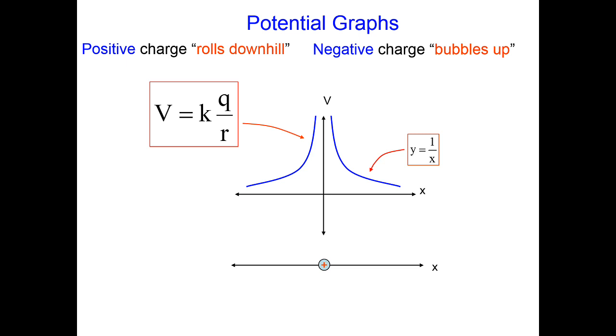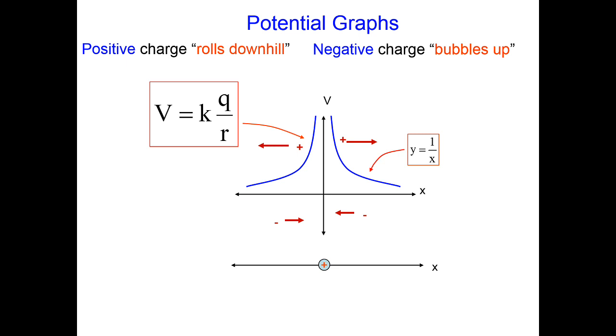But in our case, we have a positive charge, so that means we put a positive charge to the right of it, and it will roll down the mountain to the right. If we put a positive charge to the left, then it will roll down the mountain to the left. If we have a negative charge, then it will do the opposite. Our negative charge will be attracted towards the positive charge, and if we put a negative charge to the left, then it will be attracted to the positive charge, and it's going to move towards the right.